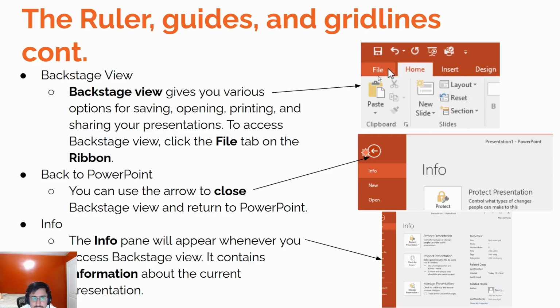We also have the backstage view, so it gives us various options, as we know, for saving, opening, printing, and sharing our presentations. And to access the backstage view, we click the File tab on the ribbon, right? And we'll get a list of options, right? Alternatively, you could go back by clicking the arrow, right? And finally, we have the info pane, which will appear whenever you access backstage view, and it contains information about the current presentation.